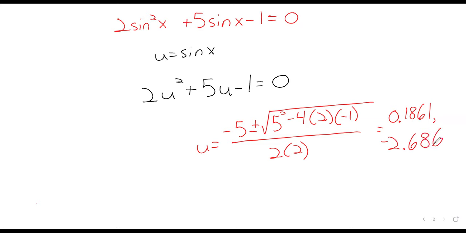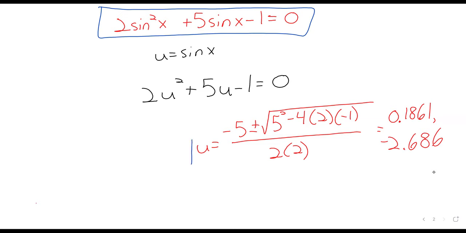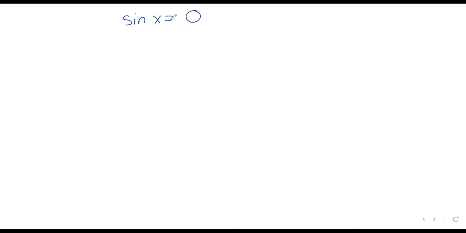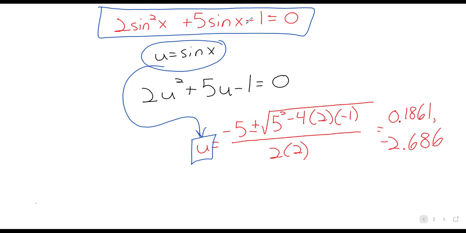And these are not the solutions to the equation, because the solution to the equation is asking what x is, and we found what u is. But u is the sine of x. The sine of x equals, positive, 0.1861. Or the sine of x equals negative 2.686.